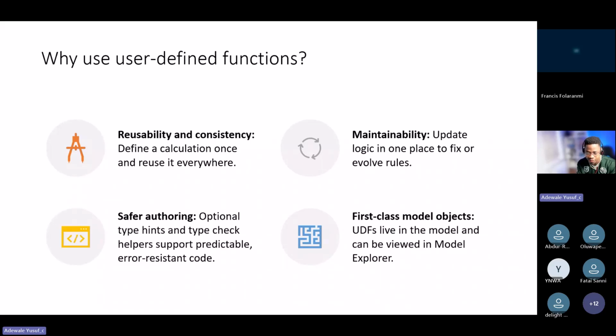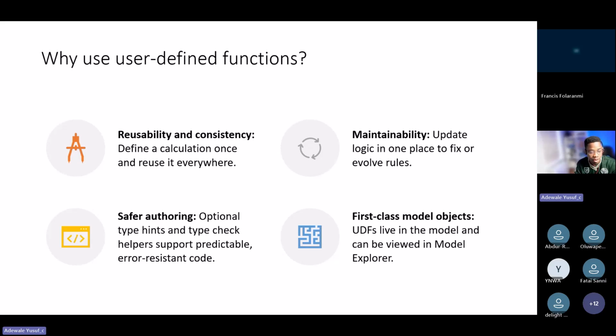Which means if you want to update a logic, for example in the exchange rate example I gave, let's say something changed. Maybe we wanted to change an exchange rate table. We have a new exchange rate table. So instead of going to about 40 measures and trying to update them, you only need to update it in one place, which is from your user-defined function. You just go there and update the table, and all the measures layered on top of it will be updated as well.